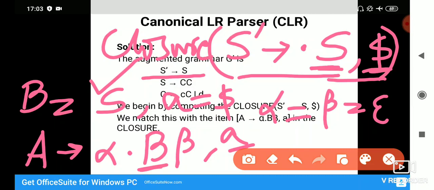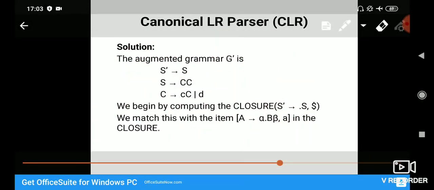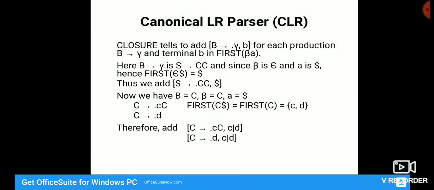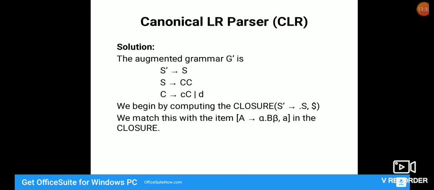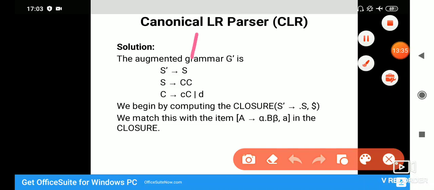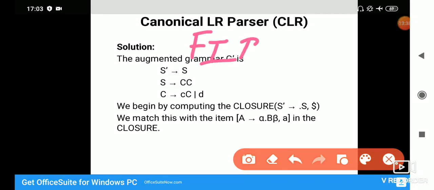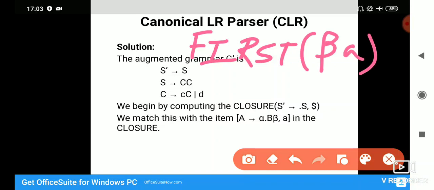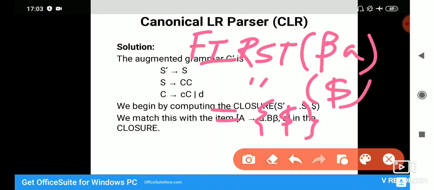Now we have to find the closure of this. How are we finding the closure of this? We have to compute first of beta a. Now in our case, beta is null and a is dollar. We have to find first of dollar. So the answer we get is dollar. Since this is the only terminal, this will become b. So b is equal to dollar.